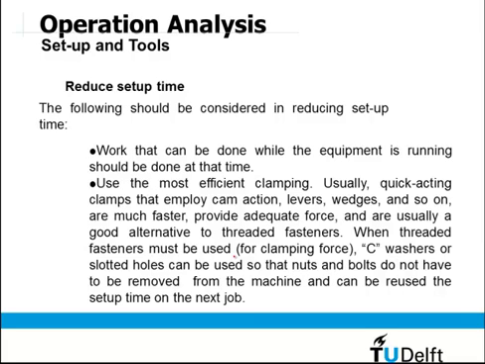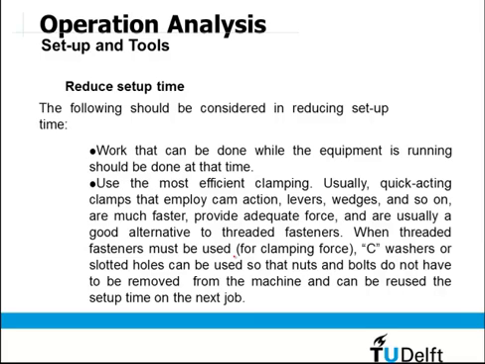Use the most efficient clamping. Clamping is also very important. Usually quick acting clamps, jigs that clamp quickly, that employ clamp actions, levers, wedges and so on. So we have clamps in general and fasteners such as cams, levers and wedges. They are much faster, provide adequate force and are usually a good alternative to threaded fasteners.